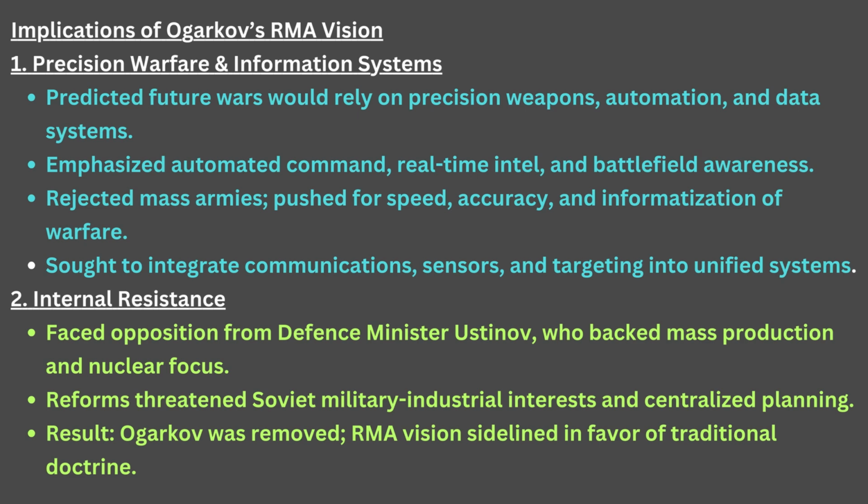Part 2. Internal resistance. But Ogarkov faced serious opposition, especially from Defense Minister Ustinov. Ustinov supported mass production of traditional weapons, a focus on nuclear doctrines, and centralized planning. Ogarkov's reforms threatened the military-industrial complex and the Soviet system of centralized control. His vision challenged old power structures. Result: Ogarkov was removed from his position. His RMA vision was sidelined in favor of traditional doctrine. So, dosto, innovation was crushed by internal politics.